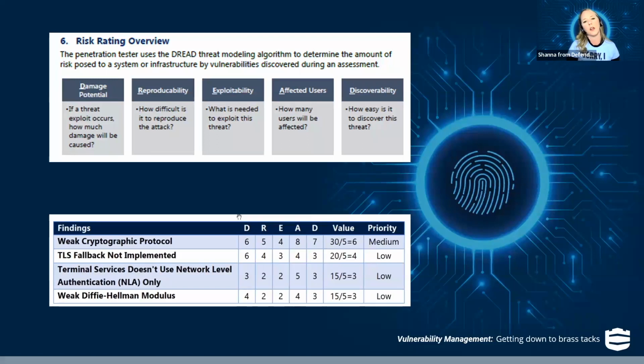And then the risk rating overview that we use is the Microsoft DREAD score. So we have damage potential, so how much damage could be caused by this, reproducibility, so how difficult is it to do this, exploitability, so what is needed in order to exploit this, affected users, so how many users could this potentially affect, and discoverability, so how easy is it to discover this threat. So that's the DREAD threat modeling algorithm, and then at the bottom you'll get a DREAD score for any of those types of findings. So to give you an example here of some lows, mediums, and highs.